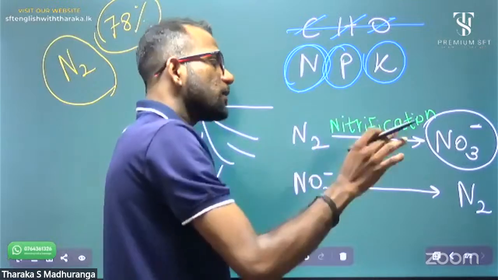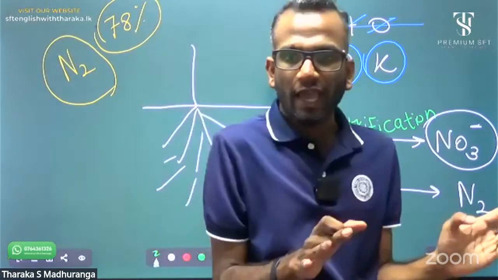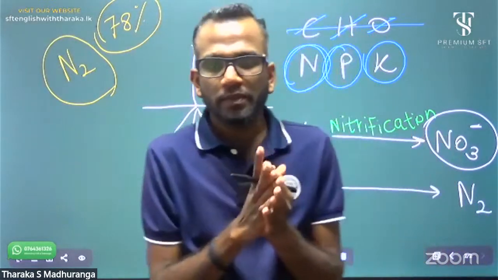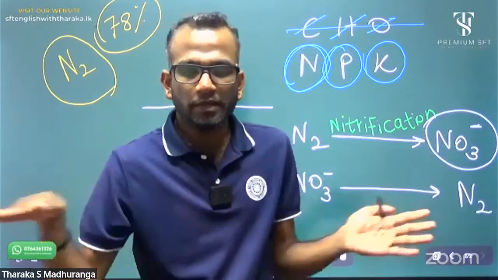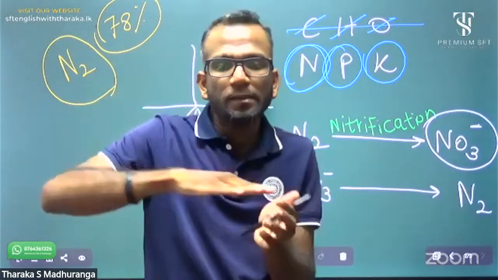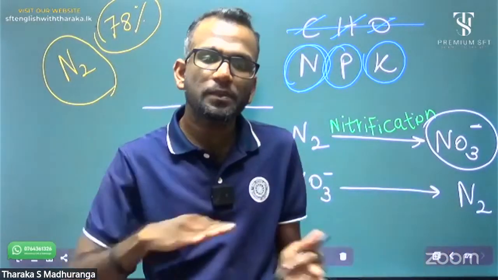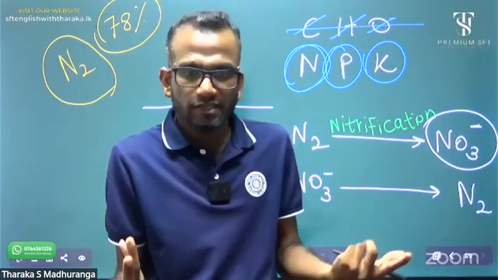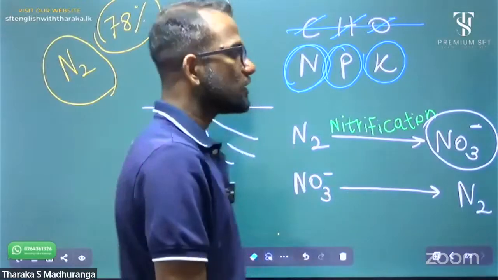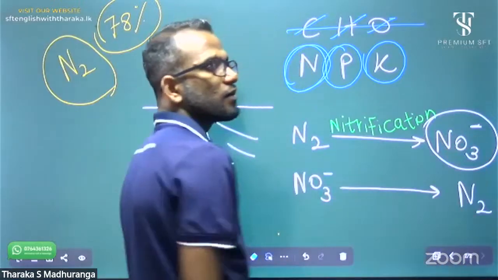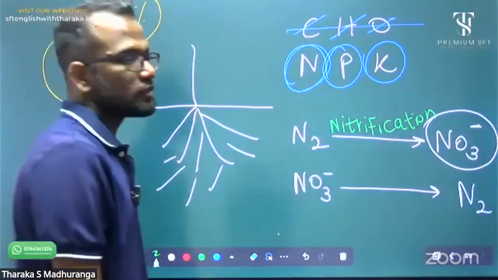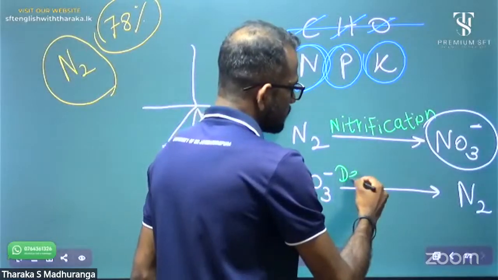Remember, what is an anaerobic condition? Think of the flooding season: after a flood, all the pores in the soil are completely closed, completely filled by water. Then there are no gases, which means anaerobic conditions. In anaerobic conditions, what happens to nitrate? It becomes nitrogen. That we call denitrification.